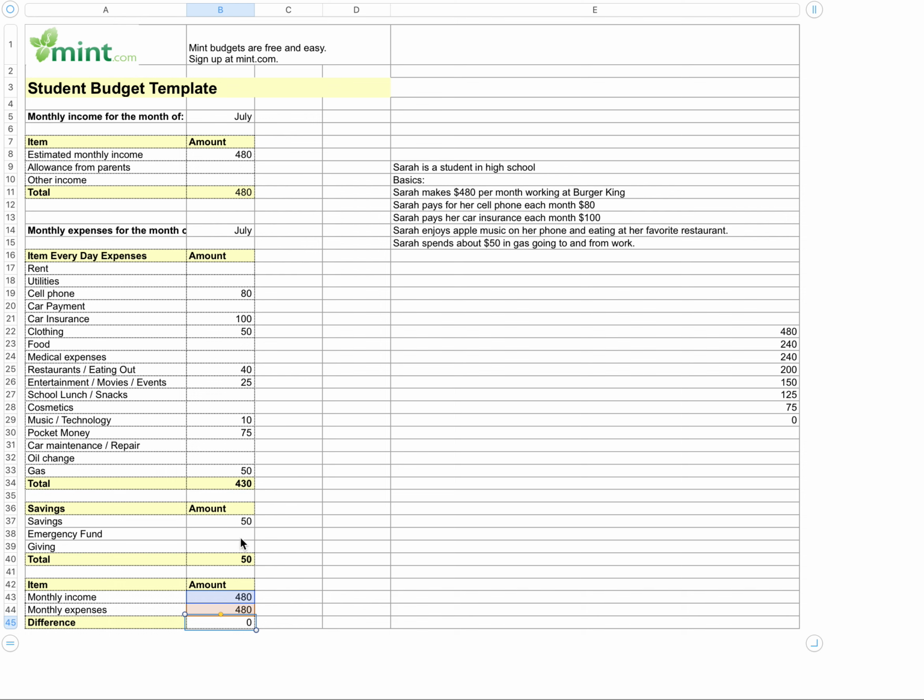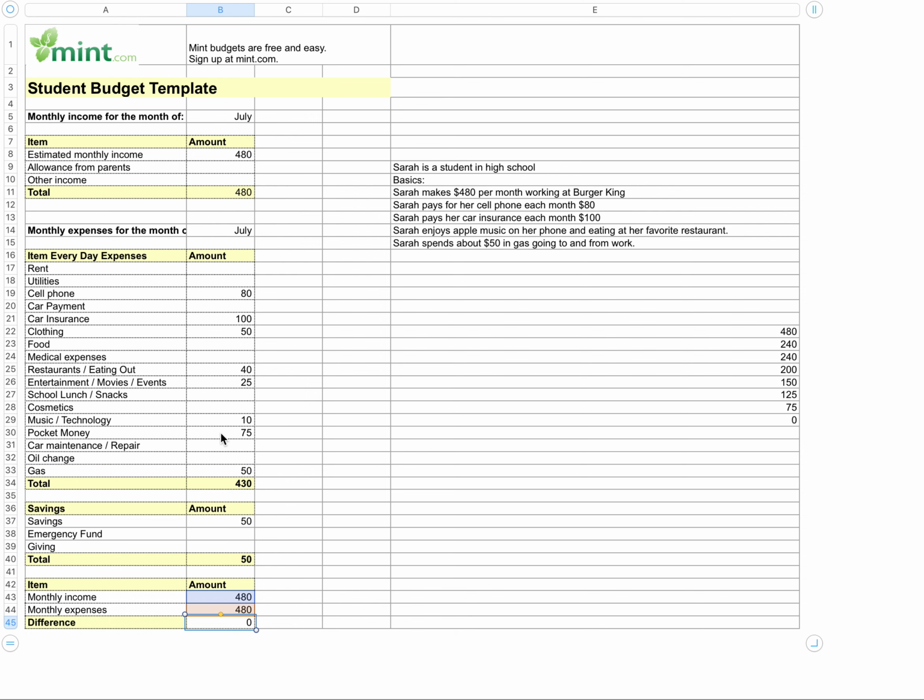Does that mean that she's spending every dollar? No. She has $50 in savings. She has $75 in pocket money. She doesn't have to use all of this money. It can still stay in her checking account. It can definitely stay in her savings. I could have put $25 into the emergency fund and put $50 into her pocket money. Maybe that would have been a better idea.